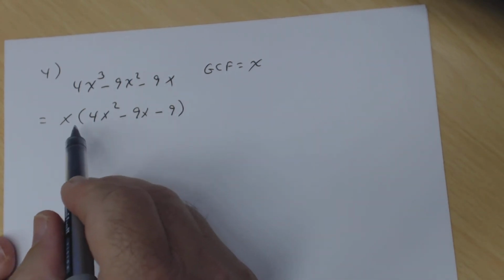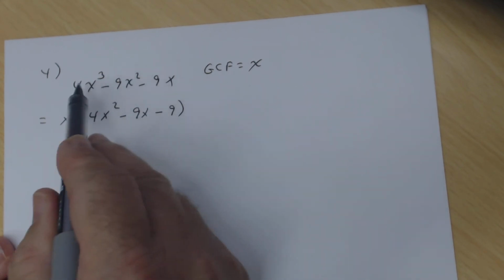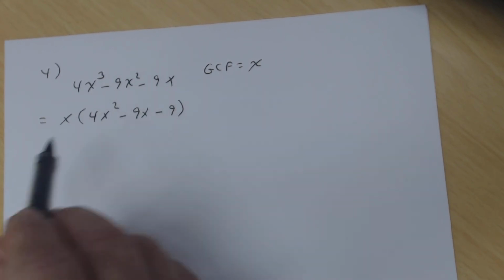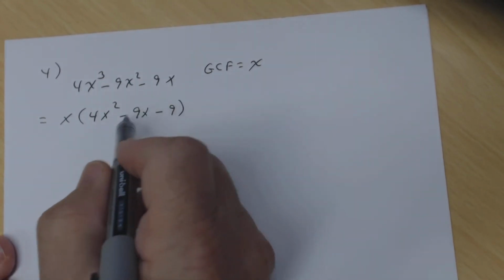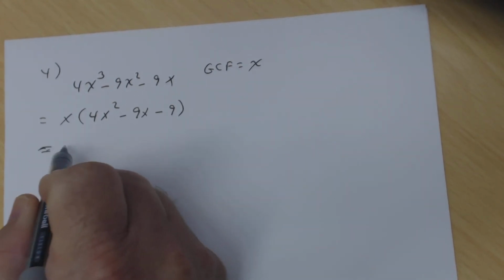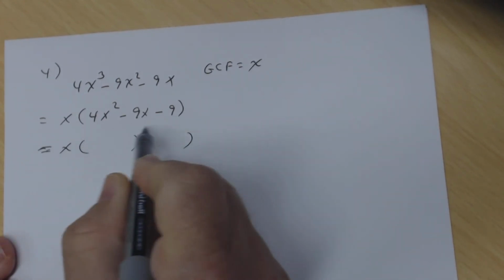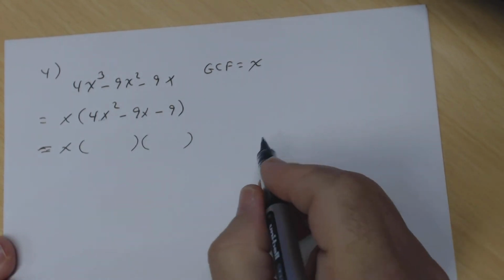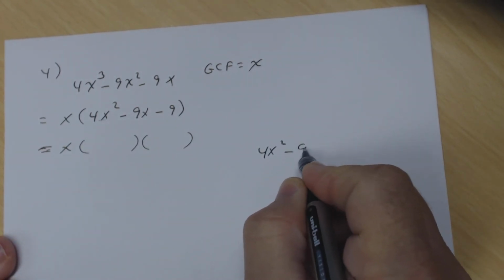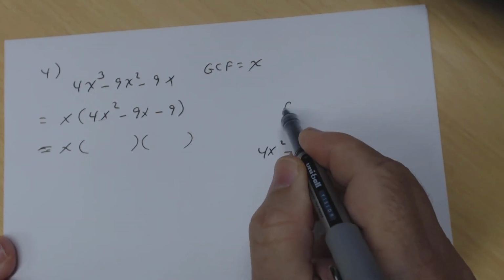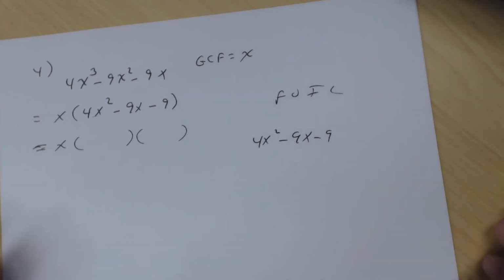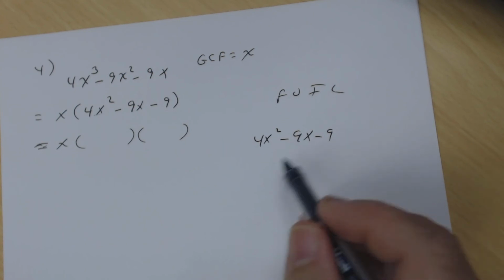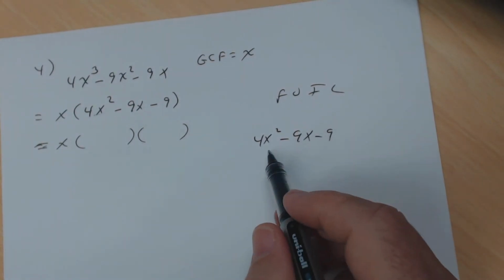Don't say prime, because I can still factor this. I just took out an x. But let's just go see if I can factor this further. So I'm going to say x times. Let's see if I can do this as two binomials. Go off to the side and rewrite this: 4x squared minus 9x minus 9. Again, we're using FOIL and trial and error. If something doesn't work, cross it out, try something else.